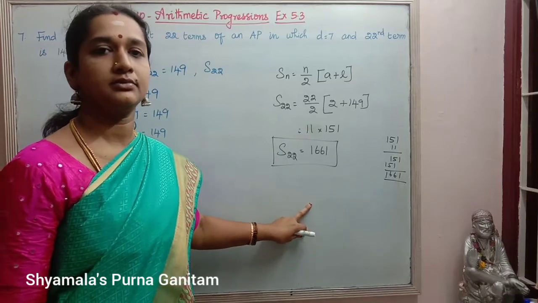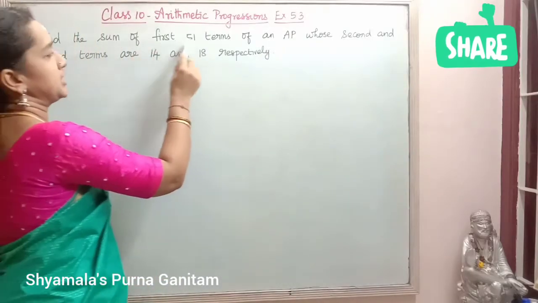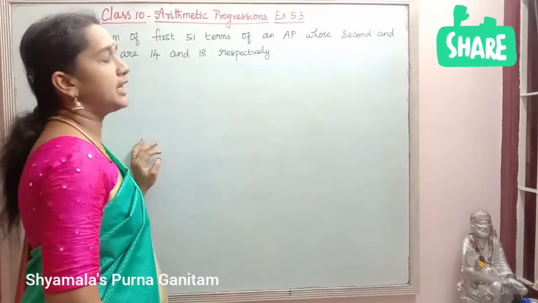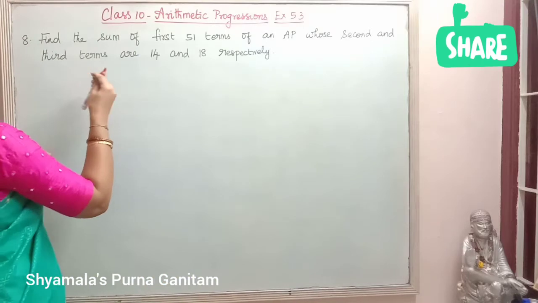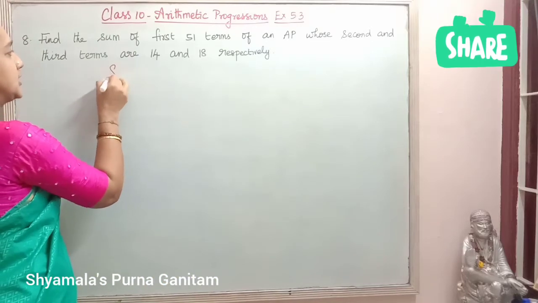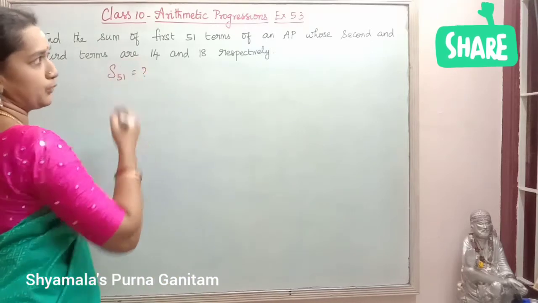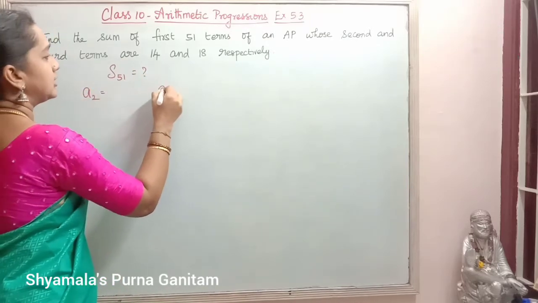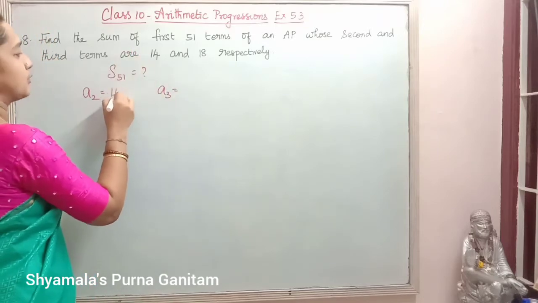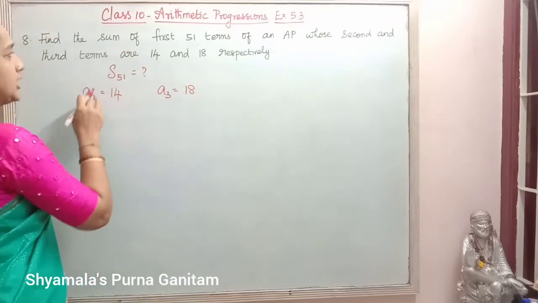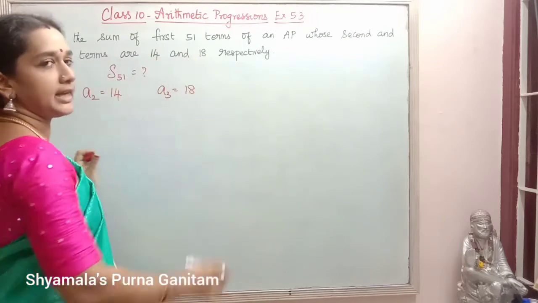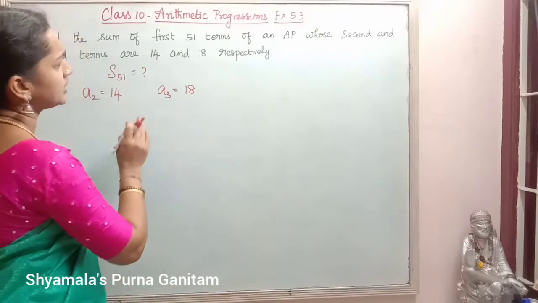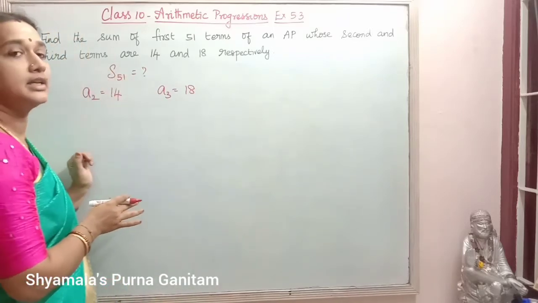1661 is the sum. Next: find the sum of first 51 terms of an AP whose second and third terms are 14 and 18 respectively. So S51 we are asked to find. The second term, that is a2, and a3 are given as 14 and 18. So a2 is 14, a3 is 18. So this is the thing given. We are asked to find S51.